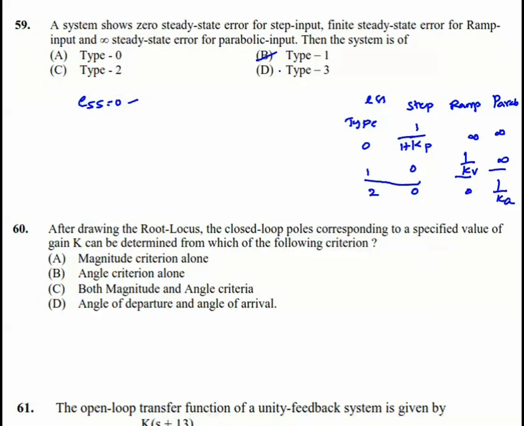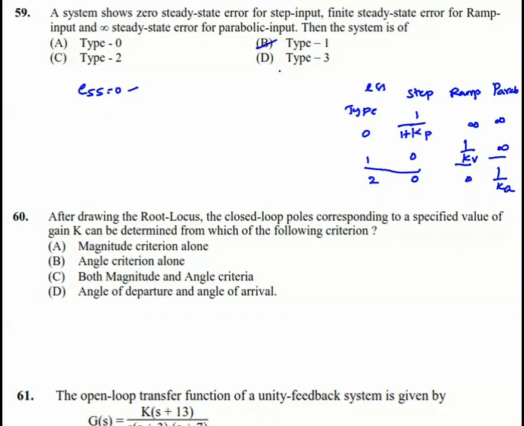And the next question: after drawing the root locus, the closed loop poles corresponding to a specified value of gain K can be determined from which of the following criteria. So we will use the magnitude criterion alone to find these values, right? So option A is the answer.